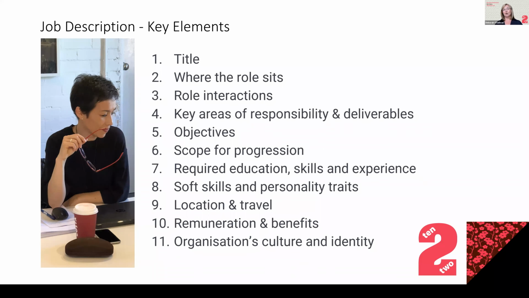Again, if you can, scope for progression. Often we see that missed out because sometimes you just don't know. But even if it's something, say it's a marketing exec position, even if it specifies there is room to grow to become a marketing manager, it shows that there's a path. It shows you've done that succession planning thinking.